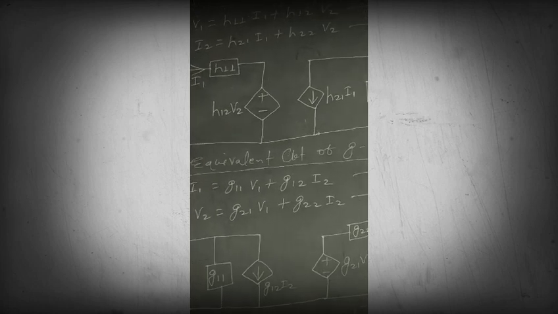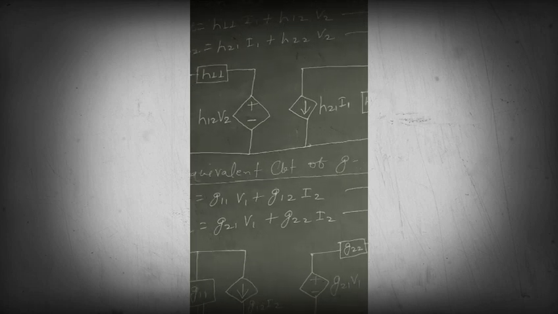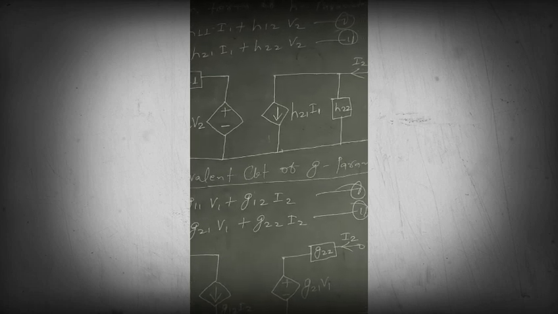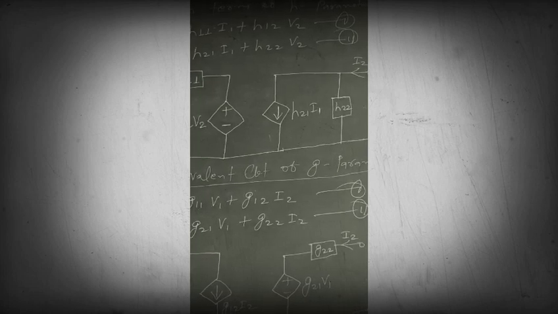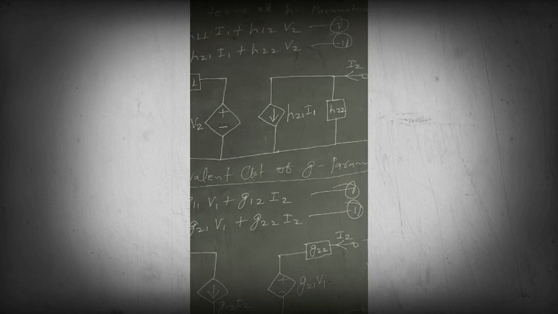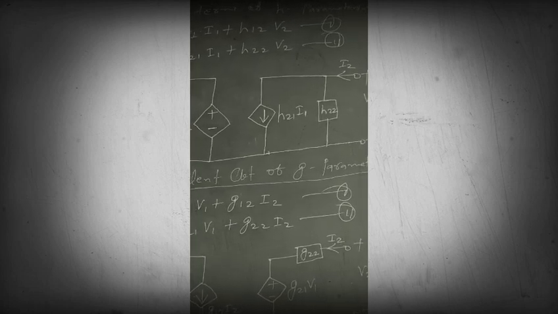That means current is equal to admittance into voltage. So again, when it comes to representing an admittance, we'll have to use a parallel branch, that means a shunt branch. So we have written H22 in the parallel branch.